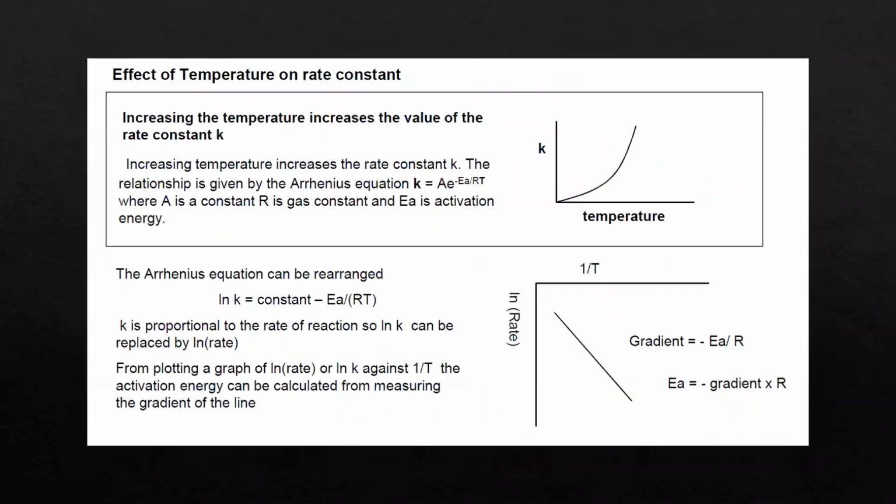Then the relation between the temperature and the rate constant: they are directly related. If you double the temperature, the rate constant will be double. It's an exponential change basically. And this exponential change is given by the Arrhenius equation, in which K is equal to A, the Arrhenius constant, e raised to power minus Ea over RT.